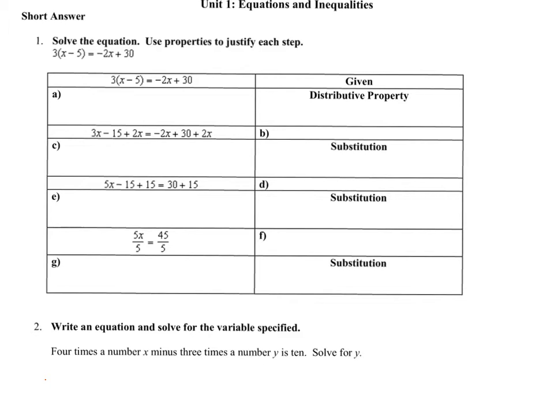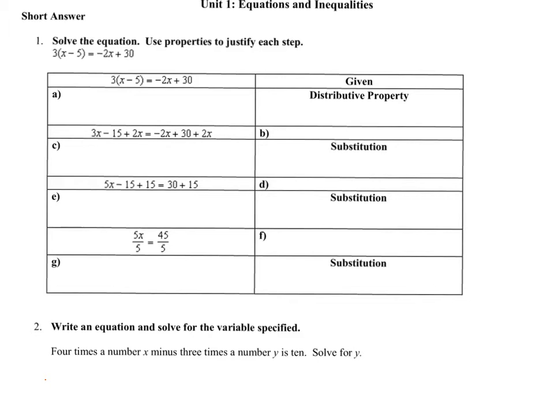Okay, this is your midterm review for Algebra 1, 2012-2013. Number 1, solve the equation. Use properties to justify each step. Okay, on this problem, we've got two columns. On the left, we have the steps that you perform, and on the right, you have the properties that you need to list to justify your steps.